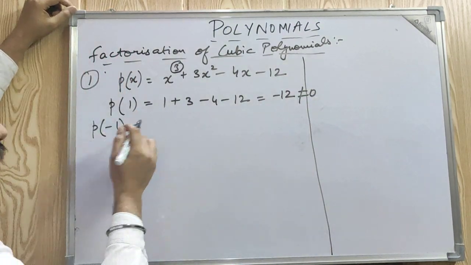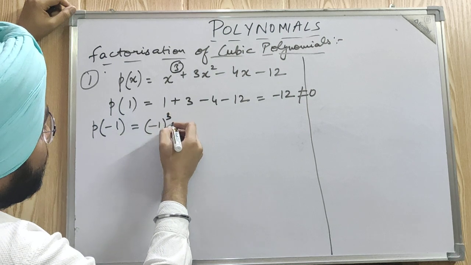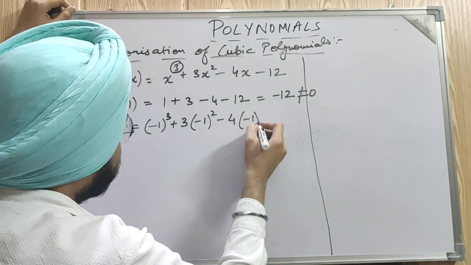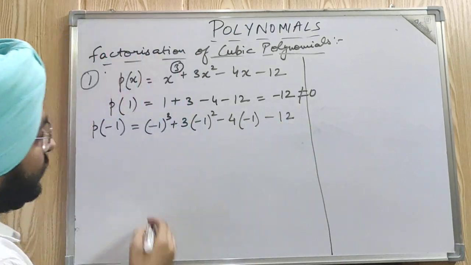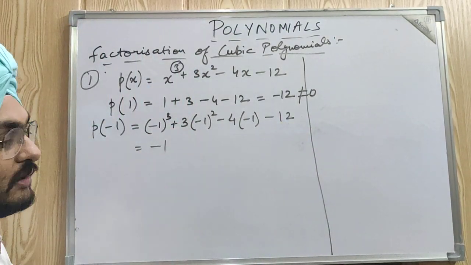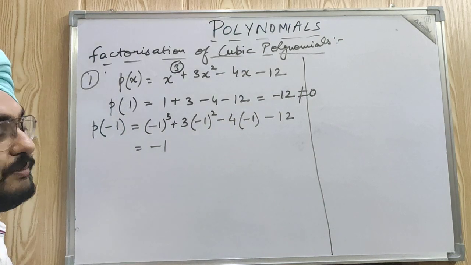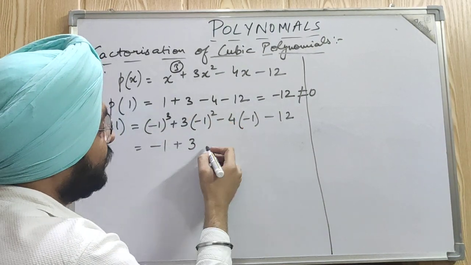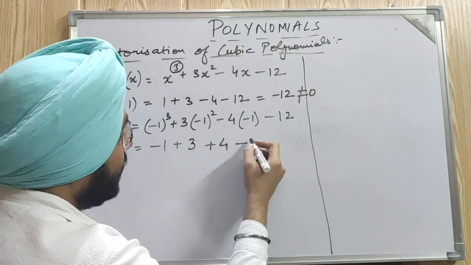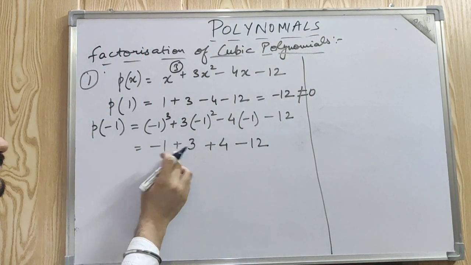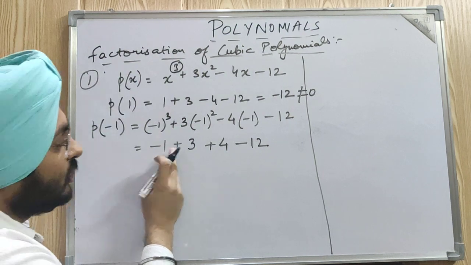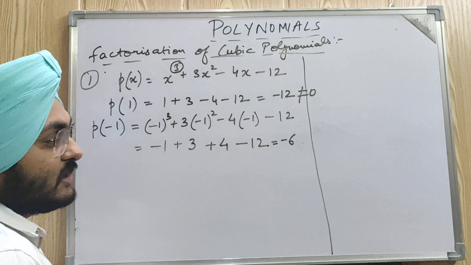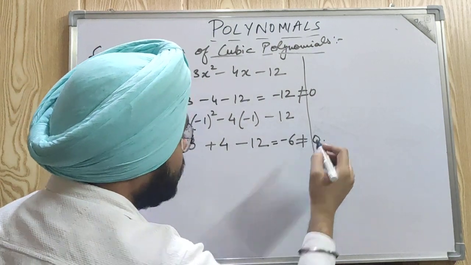So now putting minus 1 here, I'll be saying minus 1 cube plus 3 into minus 1 square minus 4 into minus 1 minus 12. Minus 1 cube will be minus 1, minus 1 square will be plus 1 into plus 3, minus 4 into minus 1 is plus 4, minus 12. Here 3 minus 1 will be 2, 2 plus 4 will be 6, and 6 minus 12 will be minus 6. Again this is not equal to 0.